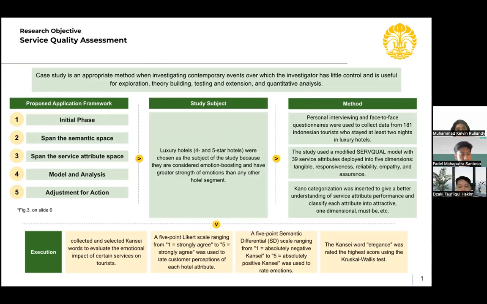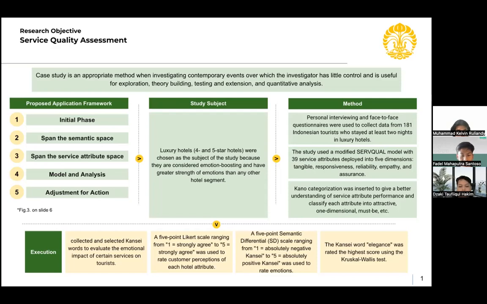This study also proposes a five-step application framework: the initial phase, span the semantic space, span the surface attribute space, model and analysis, and the last one is adjustment for action. You can see it in the next slide.